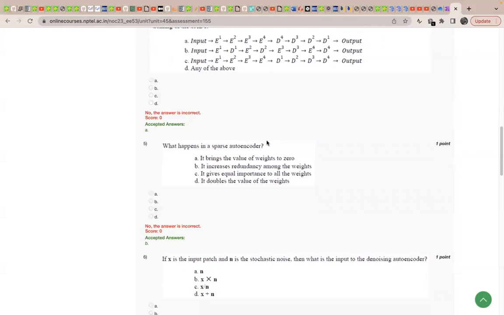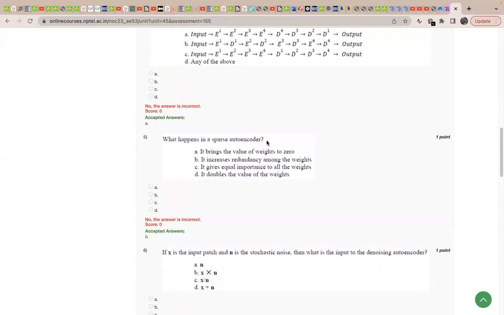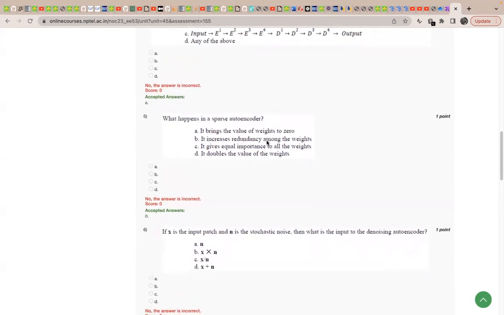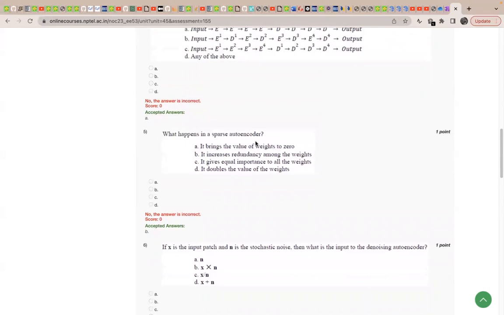How will it be, because it is making zero? How will it increase the redundancy by making zero? Yeah, it is making zero. That is clear, right? But redundancy, like it can be said that if we go to answer B, by making zero to the weight, how will it increase the redundancy? That one I didn't get.